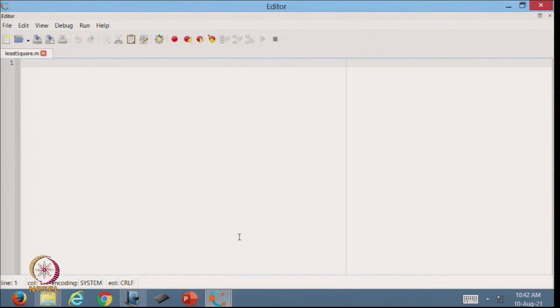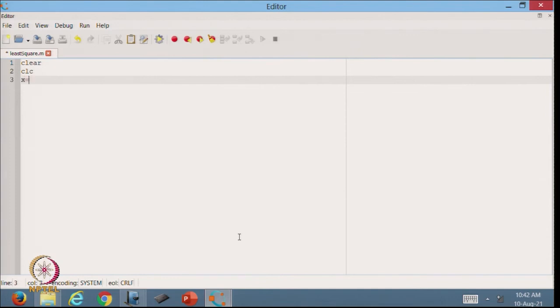So, this is my script file. In this case, first of all I want to clear all the variables and then CLC. Now, I need to define all my x points. So, I will first take the x coordinate.